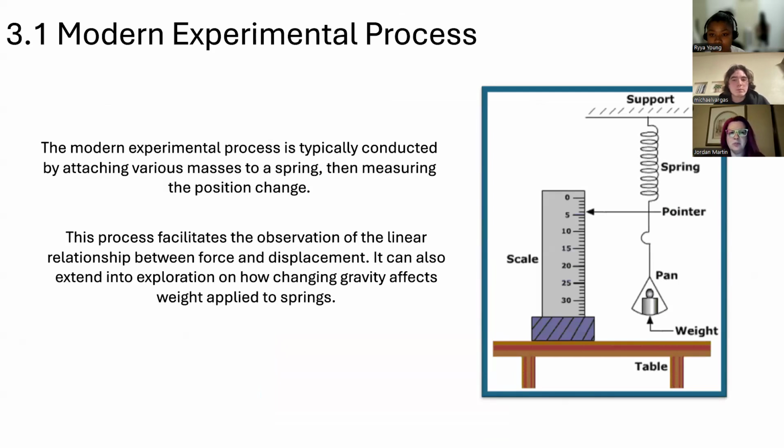3.1, modern experimental process. The modern experimental process is typically conducted by attaching various masses to a spring and then measuring the position change. This process facilitates the observation of the linear relationship between the force and displacement. It can also extend into exploration of how changing gravity affects weight applied to springs.